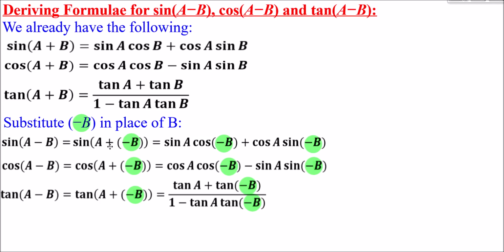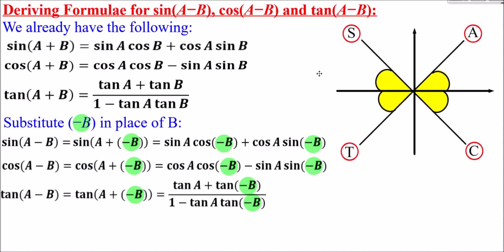then sine A minus B, we can think of as sine A plus in brackets minus B, which is sine A cos of minus B plus cos A sine of minus B. And the others in very much the same way, if you want to read those yourselves, rather than me just boring you with the details. So just making a little substitution, essentially.